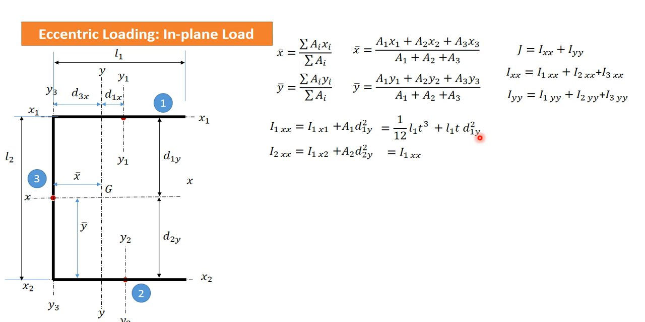Similarly we can find out A2xx. A2xx is the second moment of area of section number 2 about this axis, so that is equal to A1xx. A3xx is the second moment of area of the third section. Here its own x axis and the axis about which we have to transfer this are both coinciding, so no parallel axis theorem is required. And just see the expression, this T is equivalent to width here and L2 is equivalent to depth, so that is why it is TL2 cube.